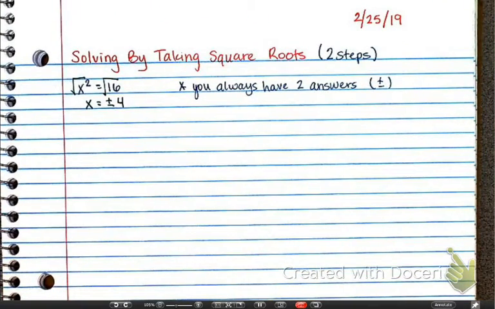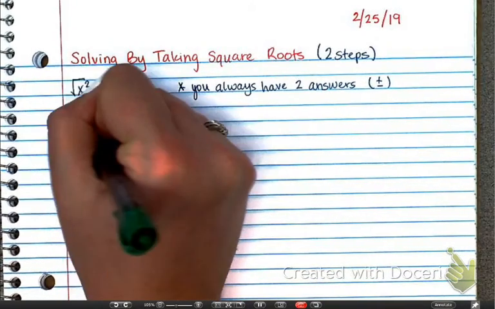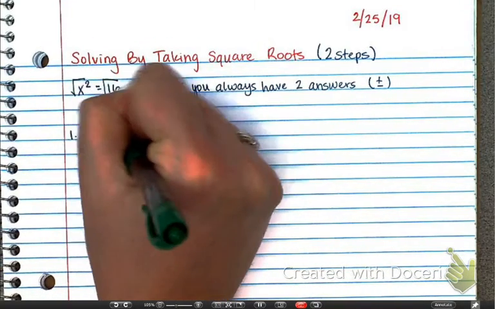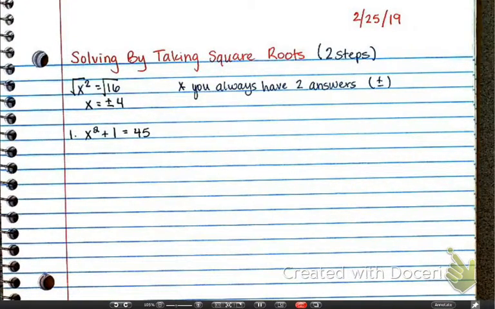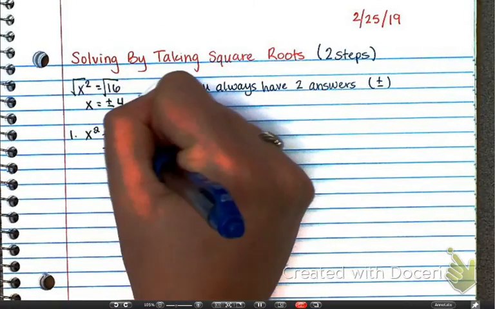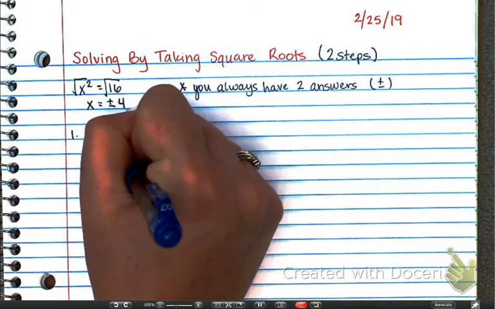So let's just move into it. Let's look at x squared plus 1 equals 45. Now, don't lose any of your algebra skills because we go back to algebra. The goal is to get x by itself. So if you wanted to get x by itself, what would be your first step? Subtract 1 from both sides. That's our algebra skills. So x squared equals 44.